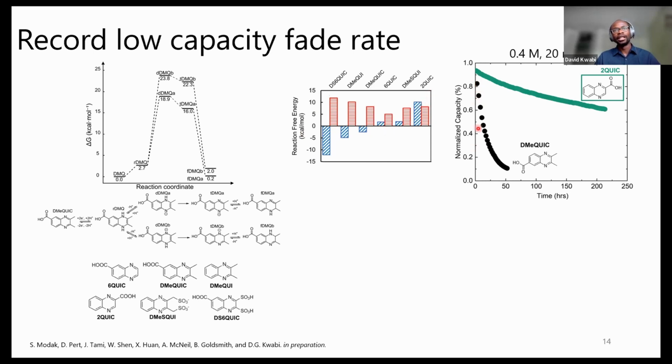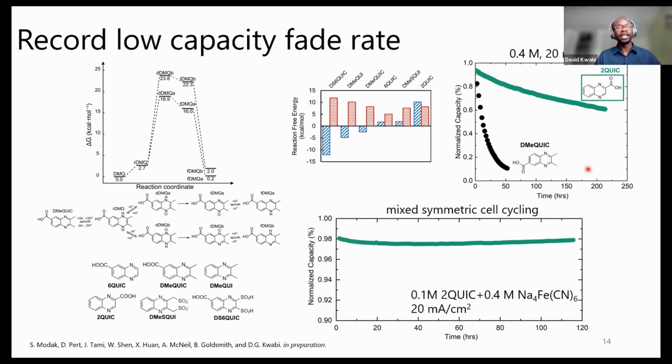You can see that compared to the starting molecule, the first molecule that we analyzed in depth, we have a much more stable molecule during flow cell cycling. We actually figured out that most of the capacity fade we're seeing here was from crossover of the molecule from one electrolyte tank to the other. And so we put together a mixed symmetric cell, which showed really excellent capacity retention. So this is now in the absence of any diffusion-driven crossover. We're not seeing much capacity fade here.